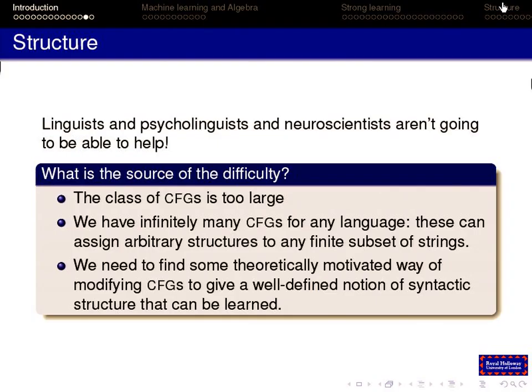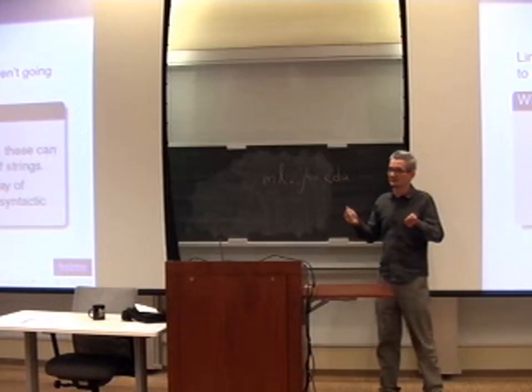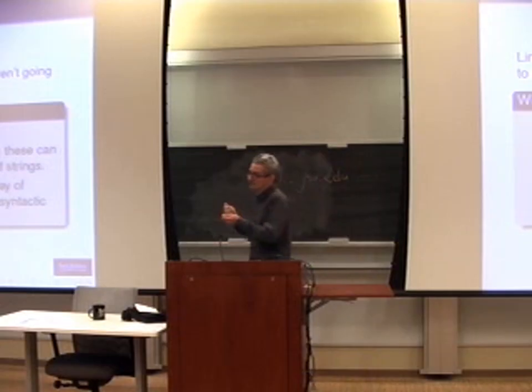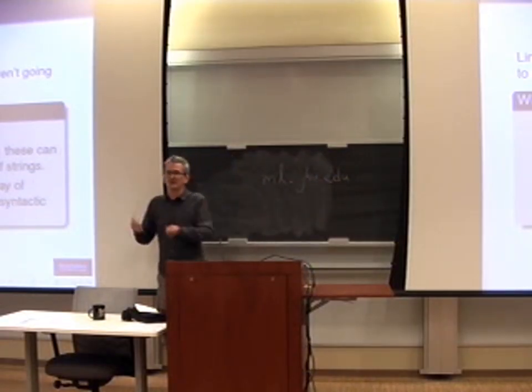So the thing is that if we're using context-free grammars, the whole class of context-free grammars as the representations, the problem of recovering the syntactic structure is ill-posed. There are too many possibilities. So we need to find some theoretically motivated way of modifying context-free grammars, restricting them in some way, to give a well-defined notion of syntactic structure that can be learned. Okay? So the crucial point is we want to modify context-free grammars so we end up with some syntactic structure that we can learn. And also that will, in some sense, be correlated with the properties of syntactic structure that we want.